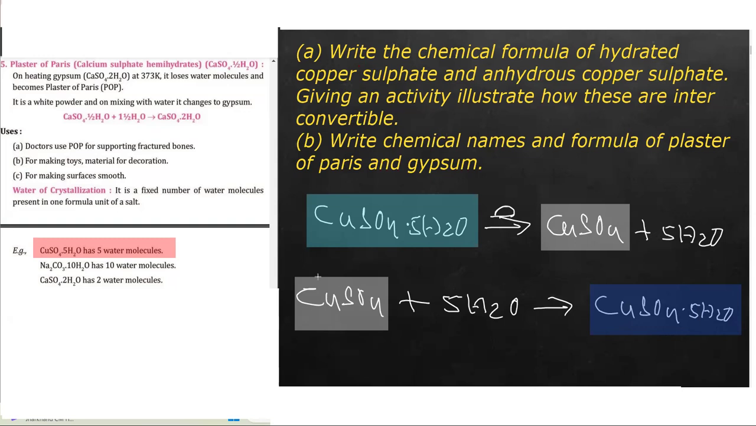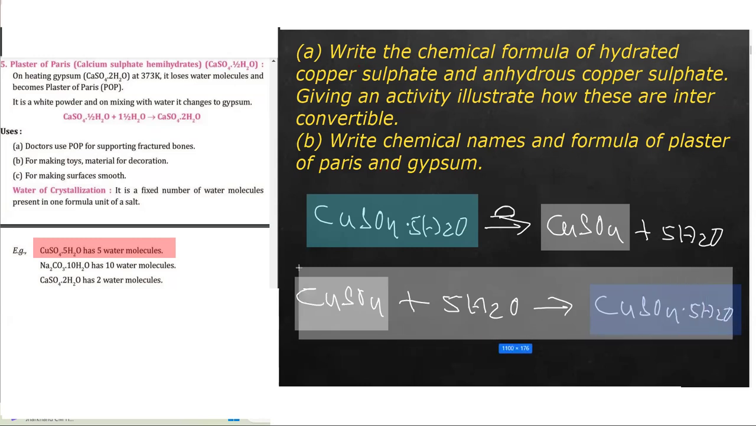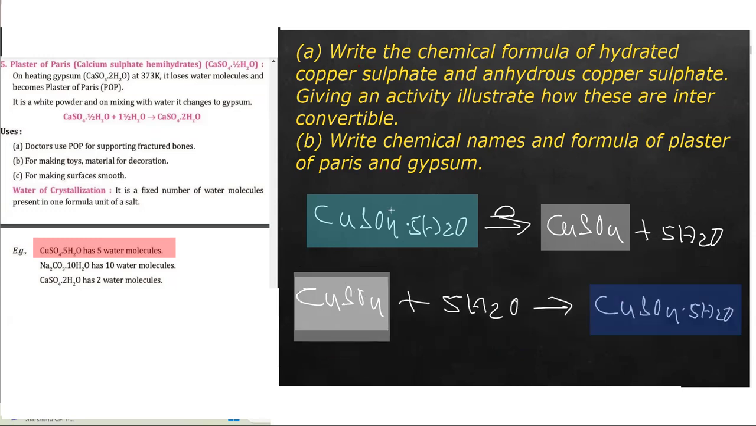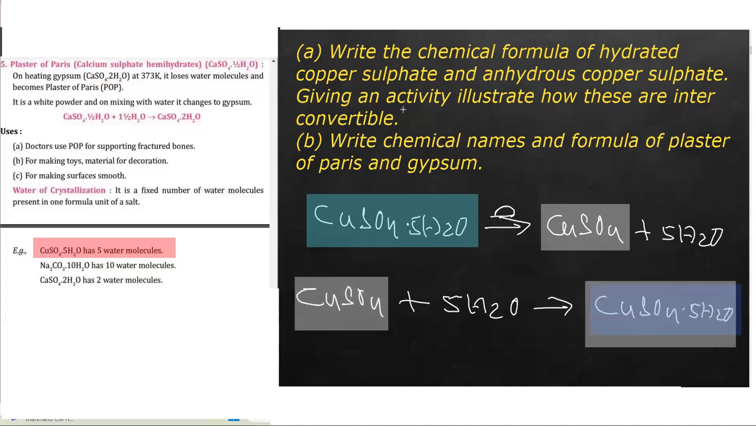In fact, this reaction is also used in detecting the presence of moisture. Like if there is a container and you want to figure out whether there is moisture present inside or not, you can place anhydrous copper sulfate. And if it absorbs moisture and turns blue, it indicates that moisture is present or maybe was present.